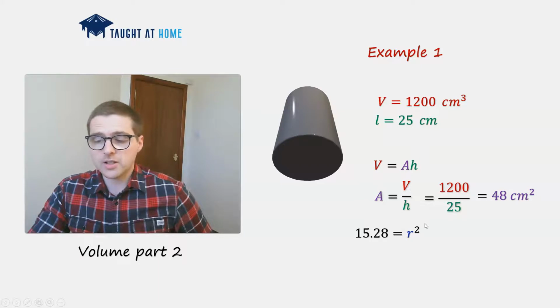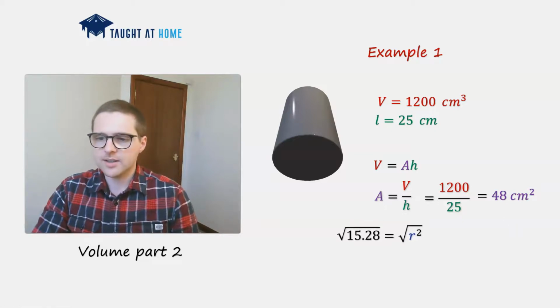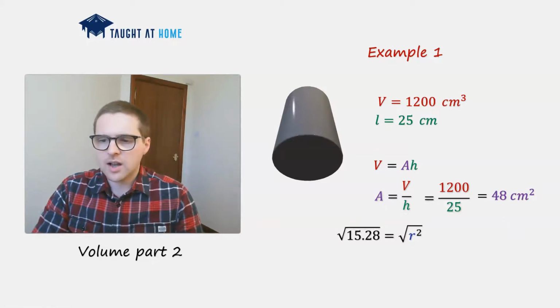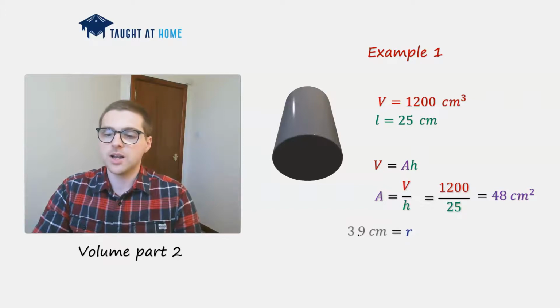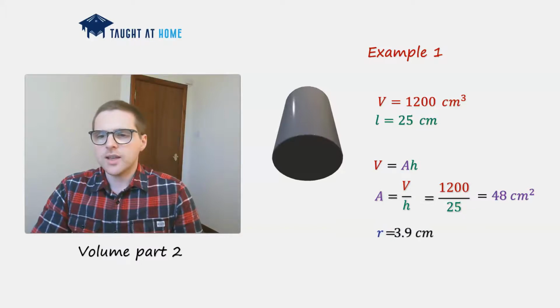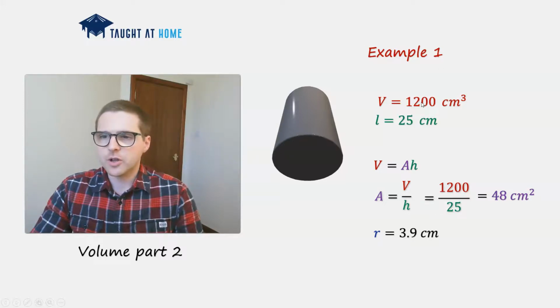Now we've got r squared, so to get r on its own and isolate r, we can take the square root of r squared. And because we do it to the right hand side, we also have to do it to the left hand side, like this. The square and the square root cancel out, and we're left with r is equal to the square root of 15.28. And that comes to 3.9 centimeters to one decimal place. Okay, so we've found the radius of 3.9 centimeters, which meets the requirements of having the volume of 1200 cubic centimeters with a length of 25 centimeters.